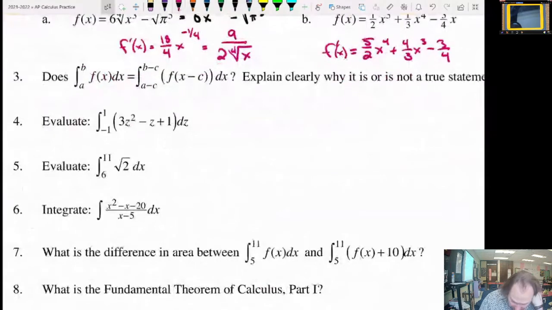Question 3, does the integral from a to b of f of x equal the integral from a minus c to b minus c of f of x minus c?